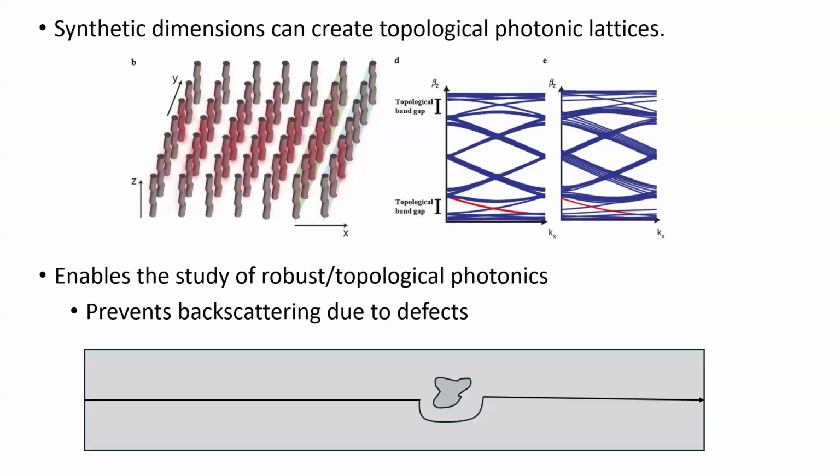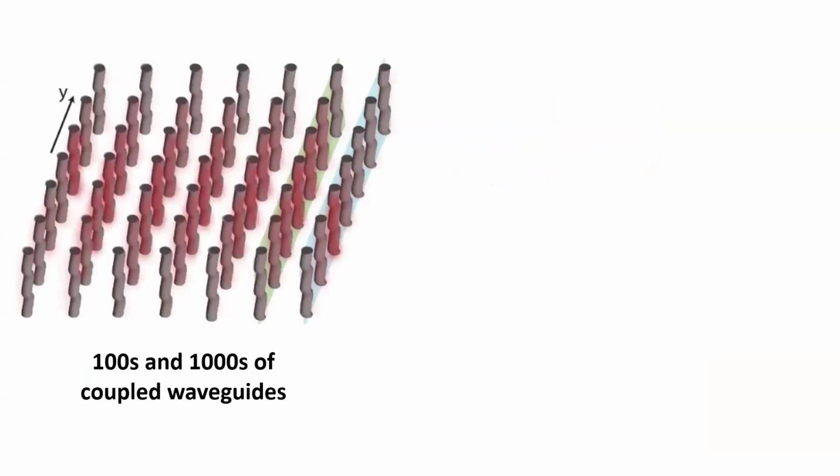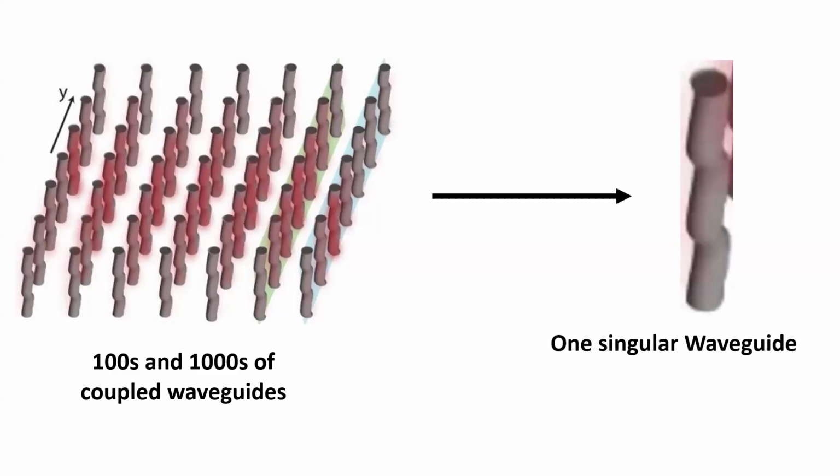which enable the study of robust and topological photonics, meaning that in these waveguides, we can prevent backscattering due to defects in the waveguide. Now, topological photonic lattices already exist in real life, but they require the coupling of hundreds or even thousands of waveguides. My project is novel because by using all these mode conversions within a singular waveguide, we can significantly downsize the structure sizes for topological photonic lattices, making it much more efficient and much more commercially makeable.